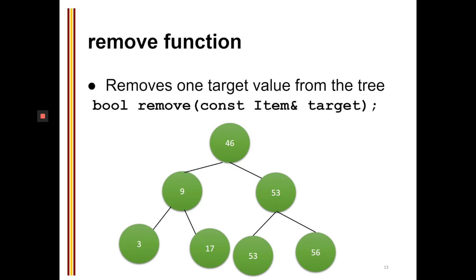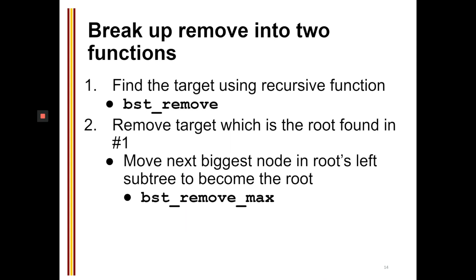What about the removal of nodes from our tree? This ends up being a little bit more complicated. So what we do is we break it up into two functions. We'll find the target using a recursive function, and we're going to call that BST remove. And then we remove the target which we found using BST remove. What we'll do is call something called BST remove max. So, move the next biggest node in the root's left subtree to become the root, right? That is super, super, super, super important.